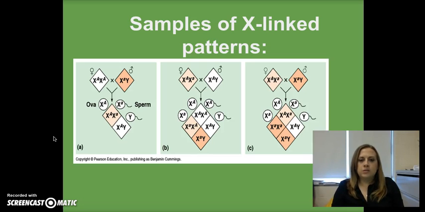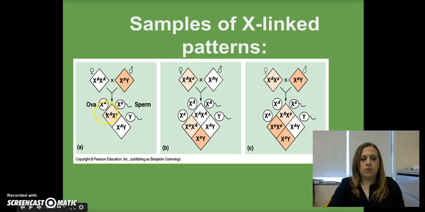So what this diagram here is showing you guys is samples of X-linked patterns. And so here you have a female who is homozygous dominant, a male who is recessive. And so when this egg and sperm join together, you have two possible genotypes. You're either going to get a female who is heterozygous for the trait, or you will get a male who is completely unaffected because he's going to get an X with a dominant A from his mother, and then he gets the Y from his father.